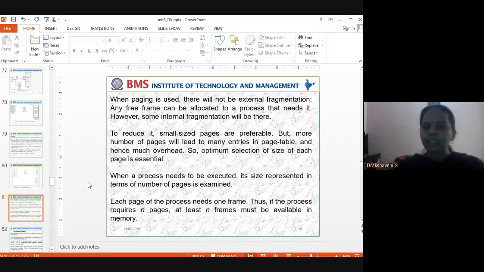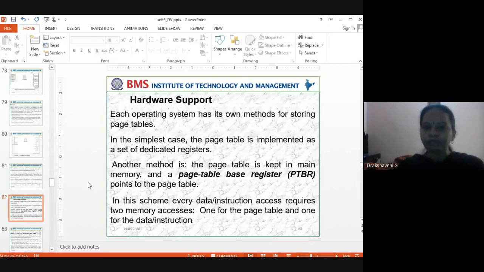When a process needs to be executed, its size in terms of number of pages is examined. Each page of the process needs one frame. Thus, if the process requires n pages, at least n frames must be available in memory.